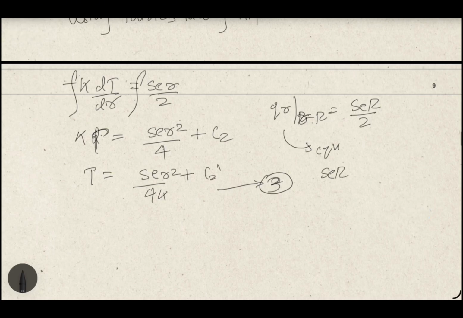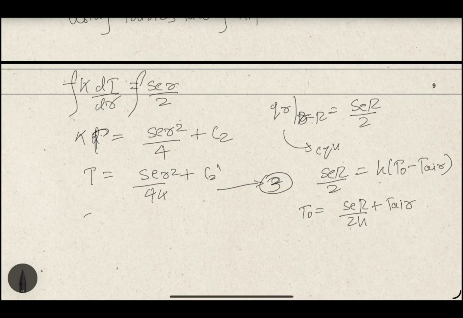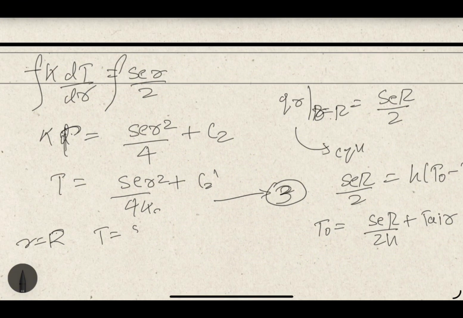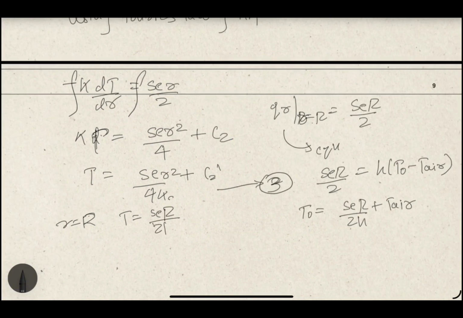So SE R by 2 is equal to H times T naught minus T air. So I can find the value of T naught is equal to SE capital R by 2H plus T air. So at R equal to capital R, T would be equal to SE R upon 2H plus TR. So this is our boundary condition. This is equation 4. So this we can apply it here.